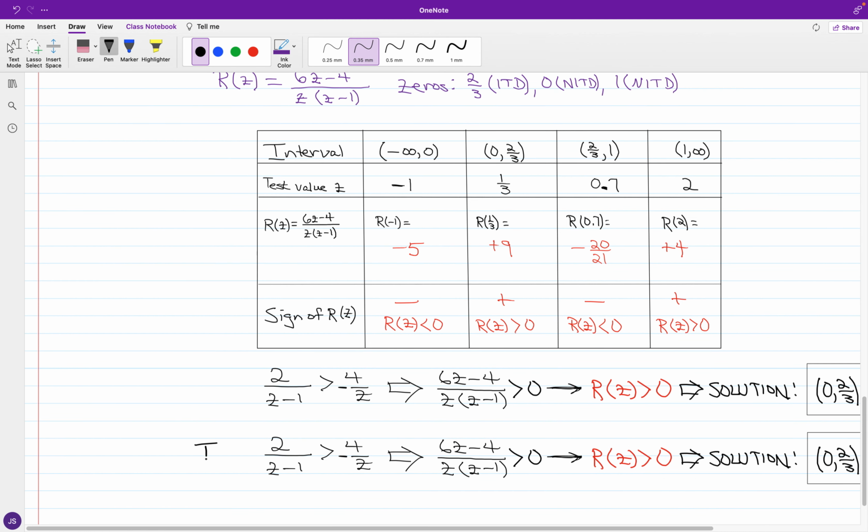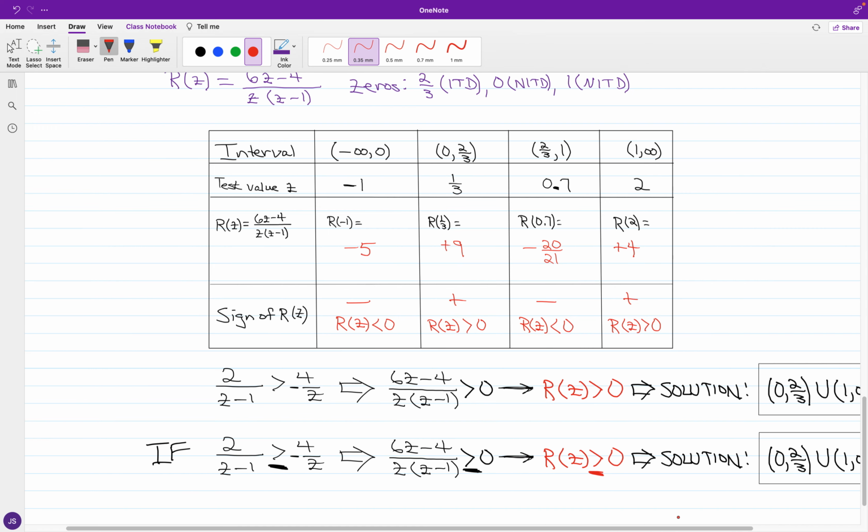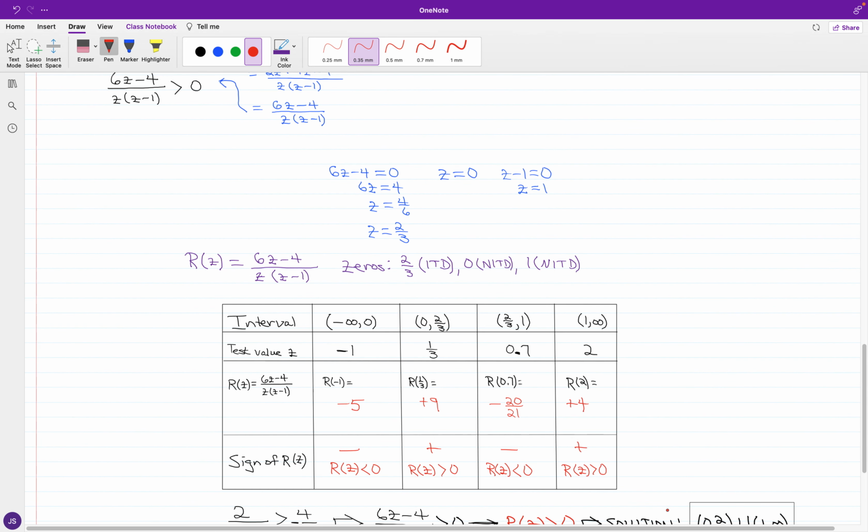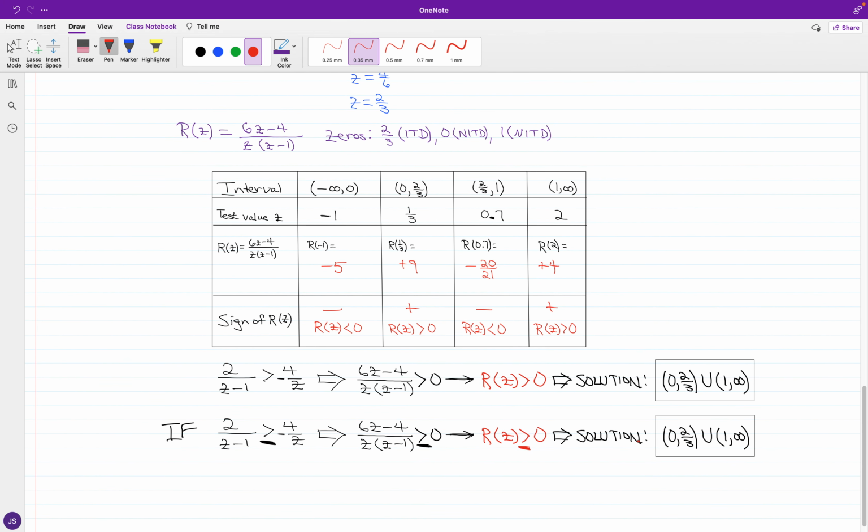Now let's say our inequality had the equal sign involved. This is where stressing the zeros in the domain as well as not in the domain will be a concern. Again, we have 2/3 in the domain, whereas 0 and 1 are not in the domain.